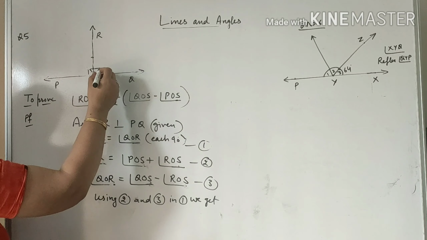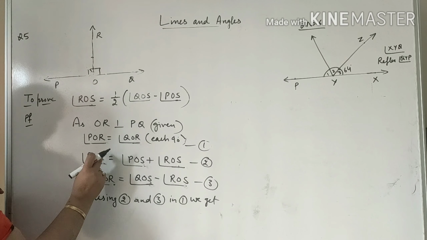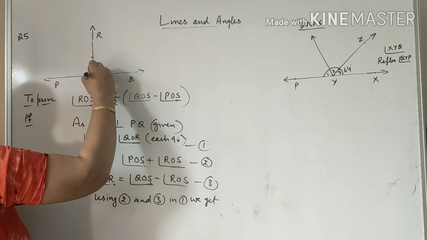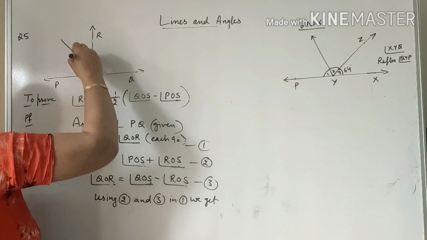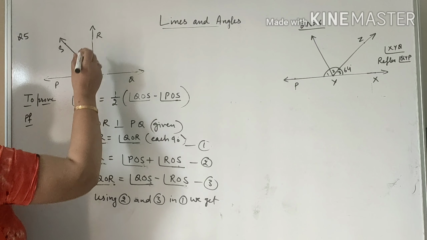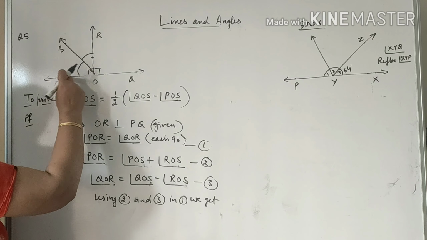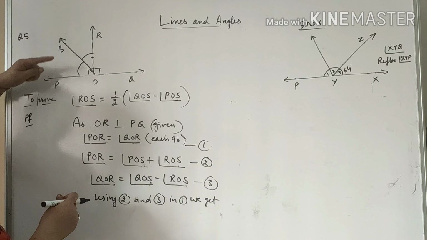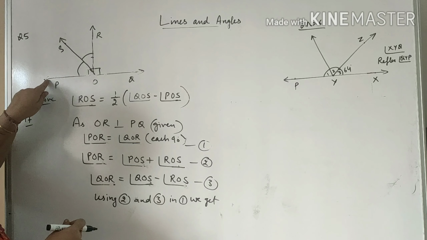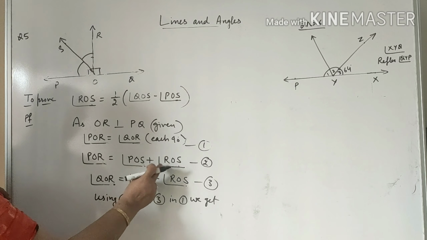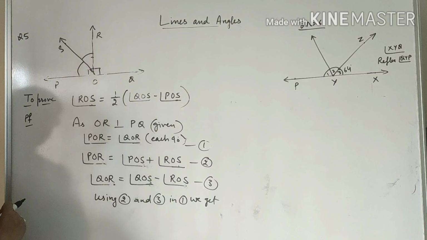Now we will write one by one the values of POR and QOR. How can we write POR? POR is the sum of two angles, this and this. If we add these two angles, then POR will come. So what can we write? POR is equal to POS plus ROS. Let us take this as the second equation.